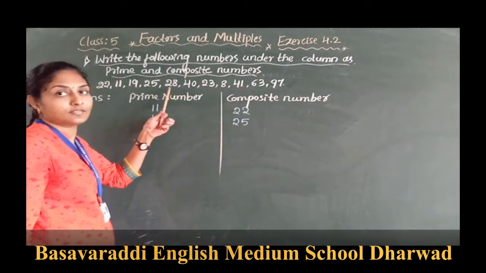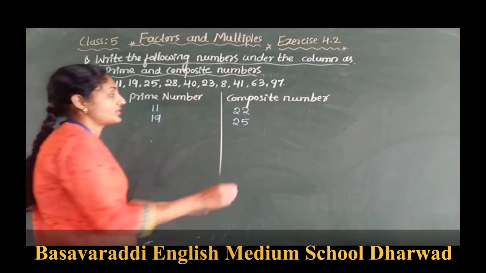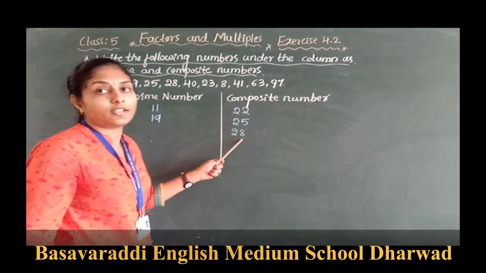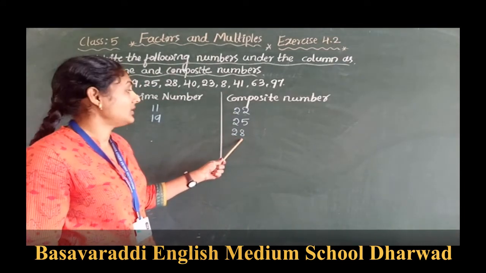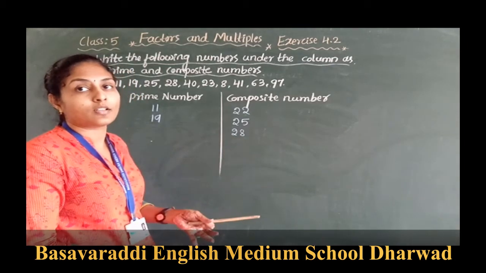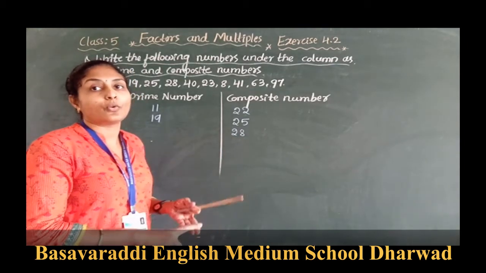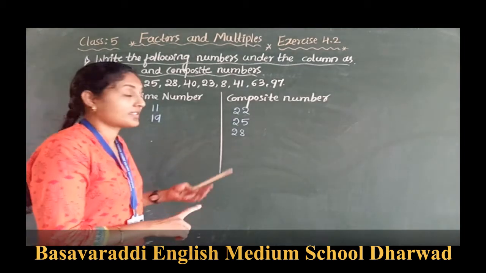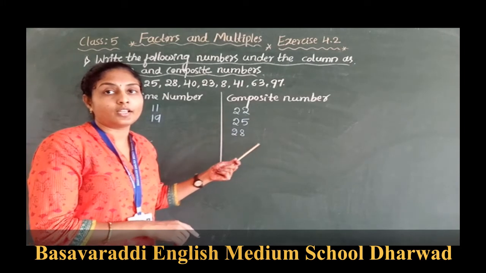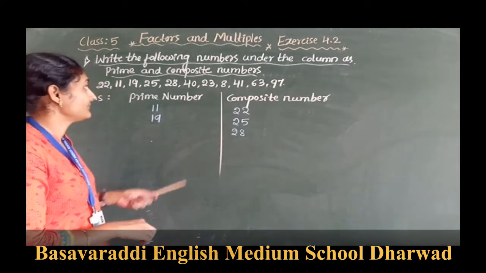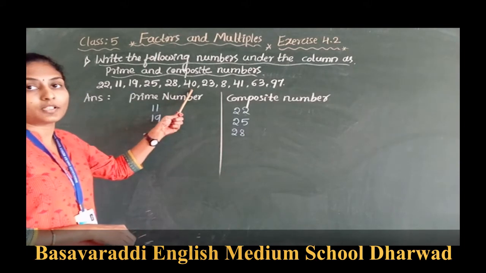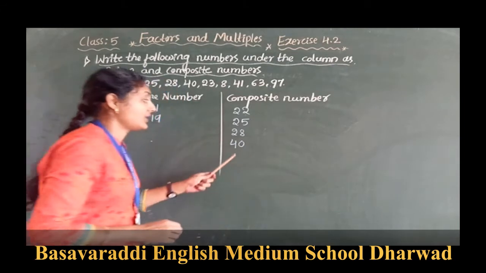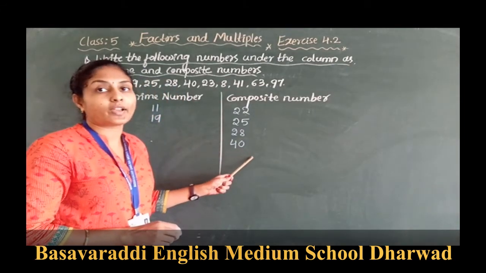And 28. 28 is also a composite number. Why? Because it also has more than two factors: 1, 2, 4, 7, 14 as well as 28. The next number is 40. 40 is also a composite number. Why? Because it also has more than two factors.